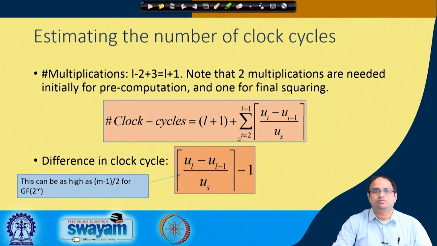So, therefore, the number of savings in terms of clock cycles is quite interesting. It is U L minus 1 divided by U S minus 1. Okay. That is this extra step, and there is 1 extra clock cycle here. So, I subtract out minus 1 to accommodate that. Okay. So, therefore, you see that this essentially can be as high as m minus 1 by 2 for GF to the power of m. So, if you have got larger dimensions, then actually this advantage could be even more. Okay.